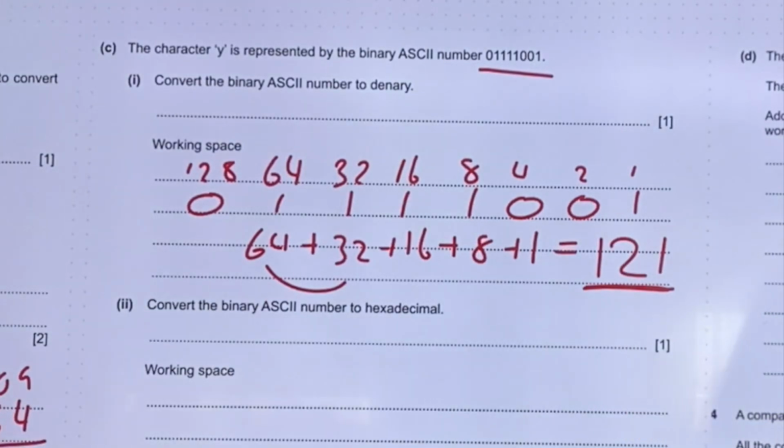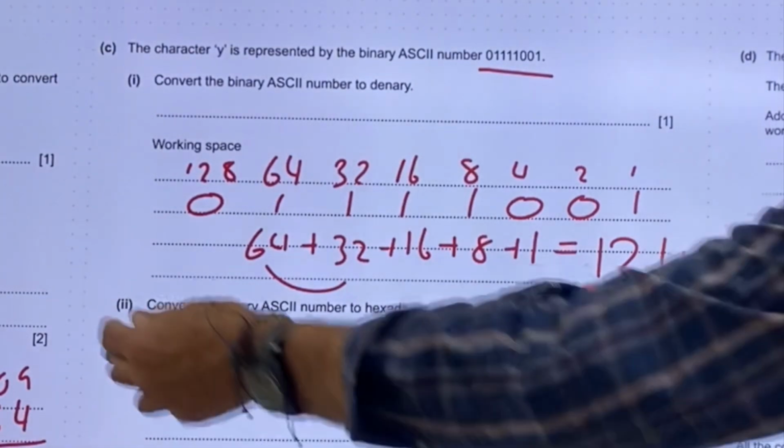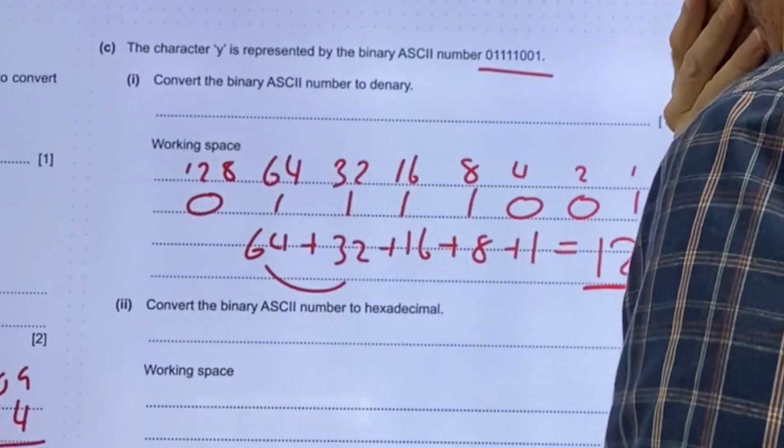Okay, do it that way. Convert the binary ASCII number to hexadecimal. Binary ASCII number into hexadecimal. Well, I've just done the same thing there, so I don't quite want to duplicate in this.